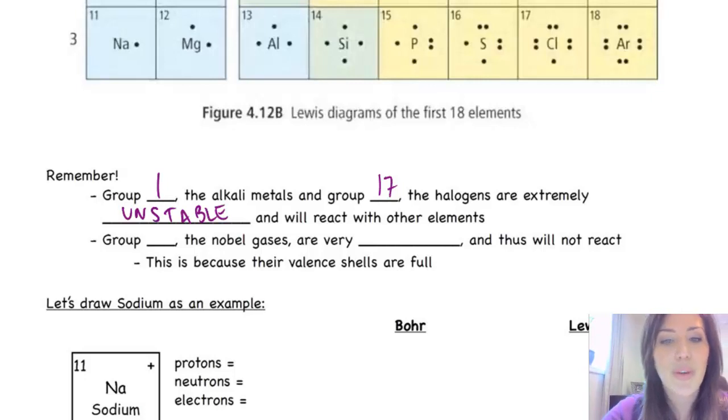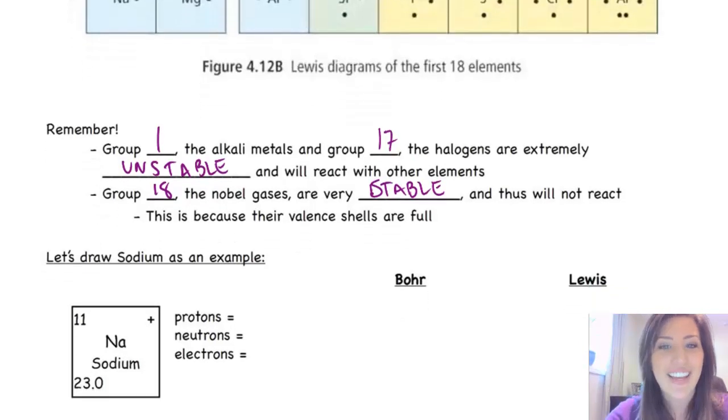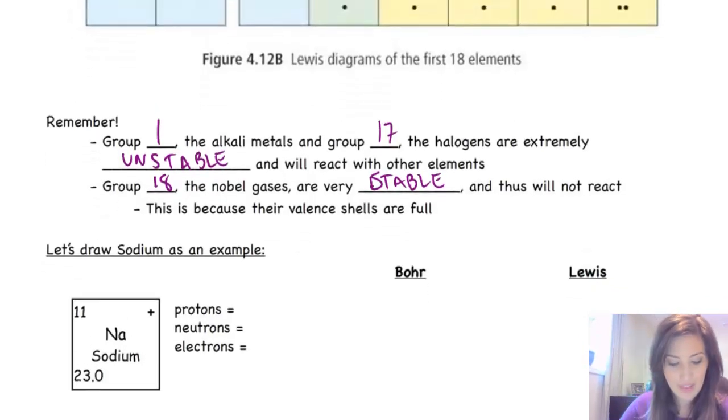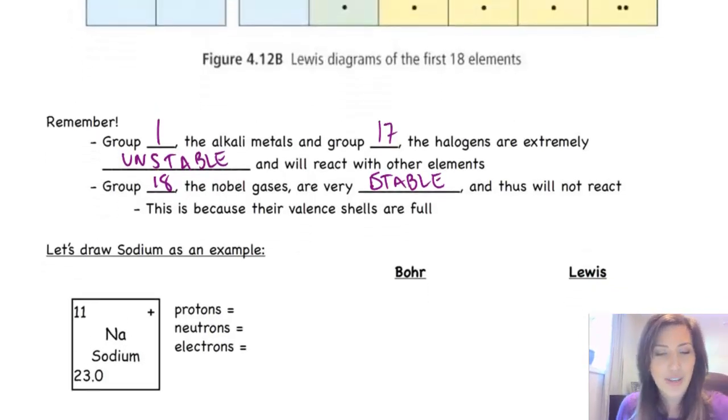They will react with other elements very easily. Group 18, noble gases are very stable, and thus will not react because their valence shells are full. So let's draw sodium and do this little example here.